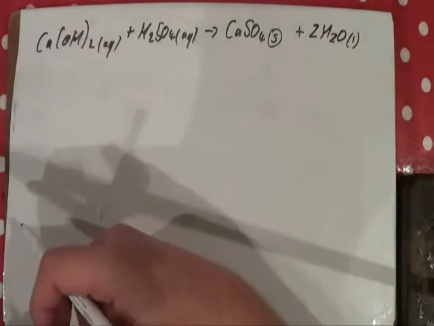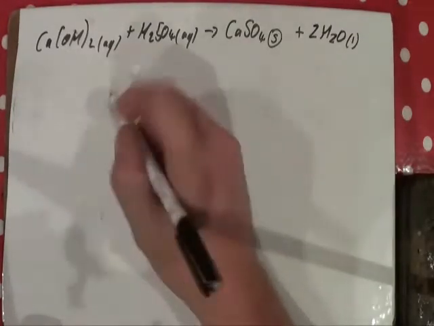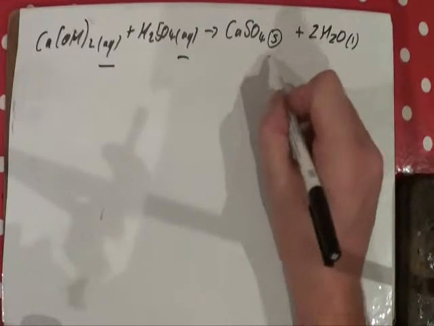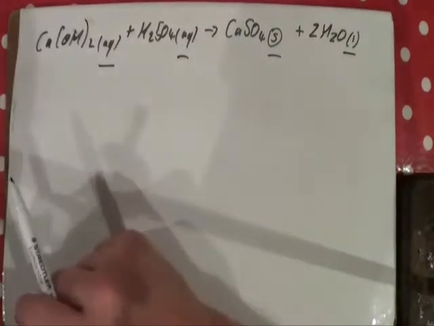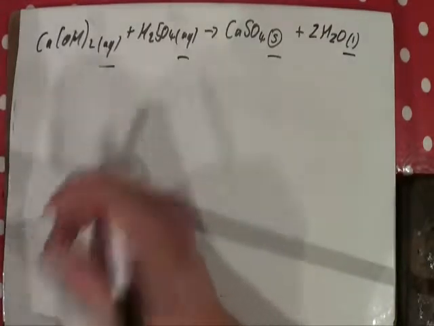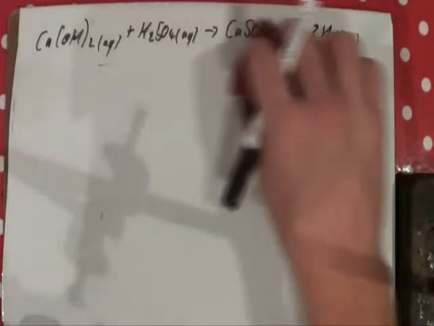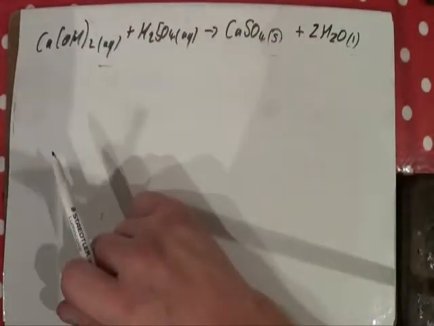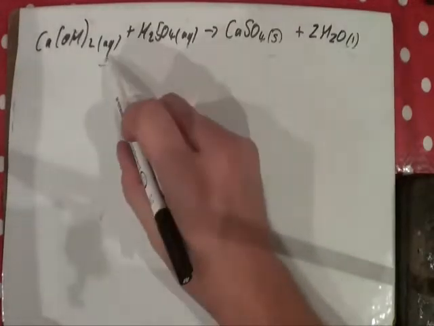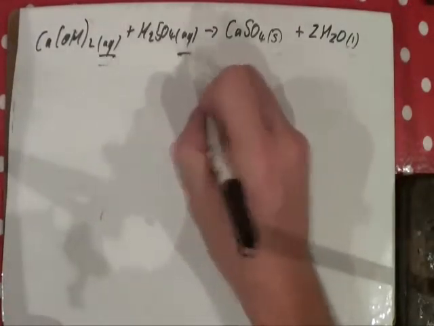Okay, now some of you who are on the ball will be able to look at this and probably work this out straight away. If you look here, everything over here is aqueous and everything over here is solid and liquid, so there has been a complete change of state the whole way across. So in actual fact, this entire equation is the answer. There's nothing to be done. So please don't go through the whole rigmarole of splitting everything up into ions, etc. Okay, it's not necessary. Aqueous, aqueous, solid, liquid. Everything must have changed.